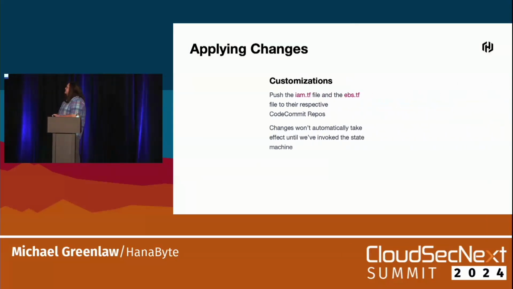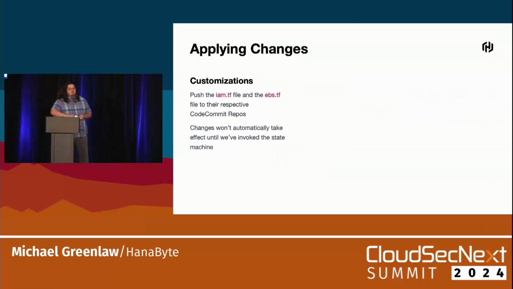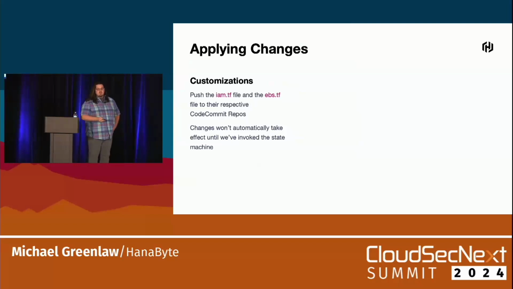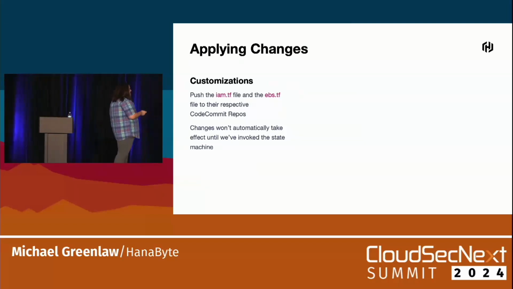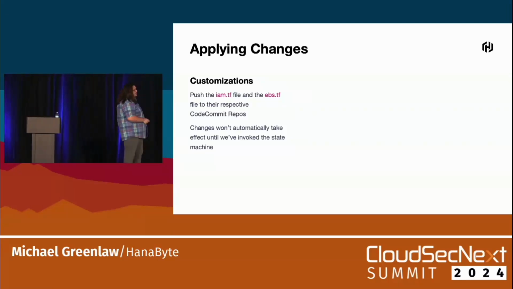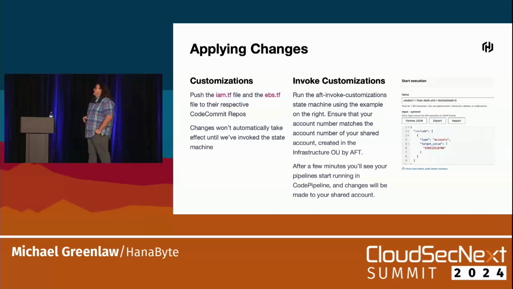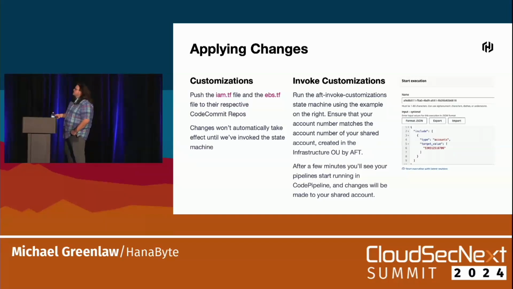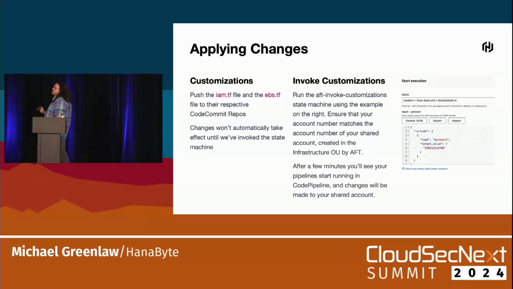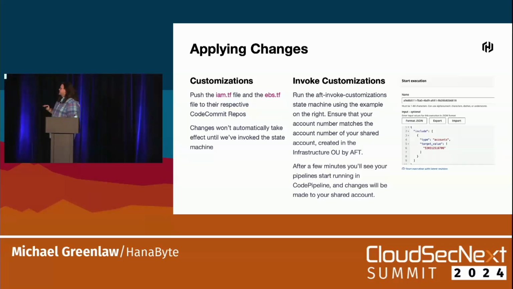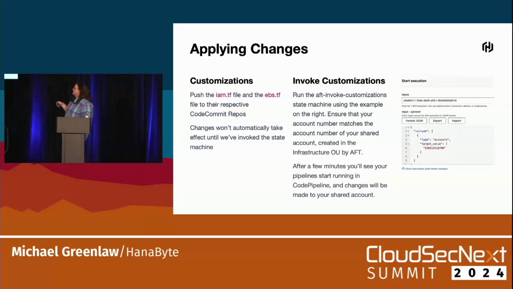And how do we apply changes? So our customizations, what we're going to do is push the IAM file and EBS files up to their respective repos. Again, it's a GitOps model. Changes don't automatically take effect. We have to create the PR and we have to run invoke customizations, right? So once the code's merged in, we can go in. This is doing it by hand. I'm giving you an example here where we're not running with the GitOps model.